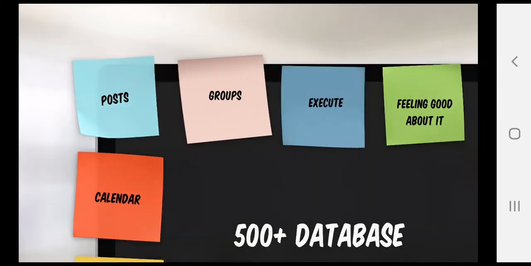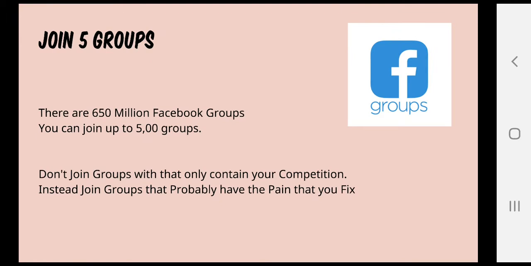Next, what groups would you join? So this is a common question that people ask. There are 650 million Facebook groups. There is more than enough. And you can join up to 5,000. That's how many they let you join.